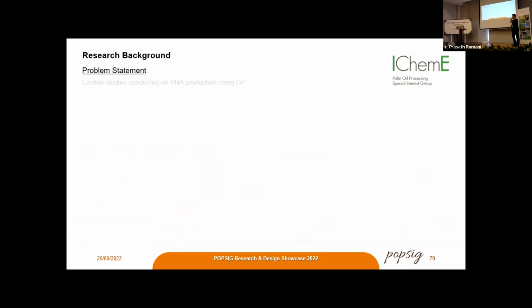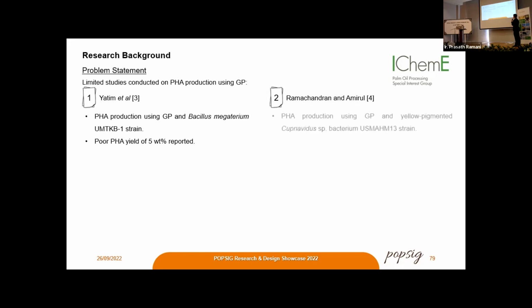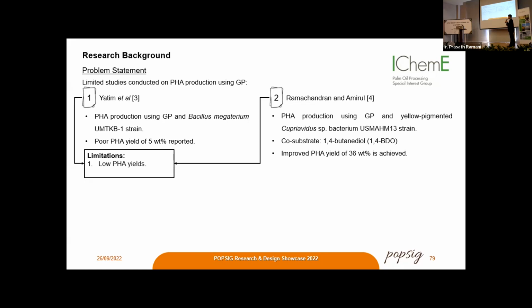Moving on to the problem statement, there are currently limited studies conducted on PHA production using GP. First of all, Yatin et al. researched PHA production using GP and a pure culture, only to report a poor PHA yield of 5 weight percentage. On the other hand, Ramachandran and Amirul researched PHA production using GP as well, but using another pure culture, now with the addition of a co-substrate of 1,4-BDO, only to improve the PHA yield to 36 weight percentage. The limitations of these two studies include that there are low PHA yields reported and that they only use pure culture.